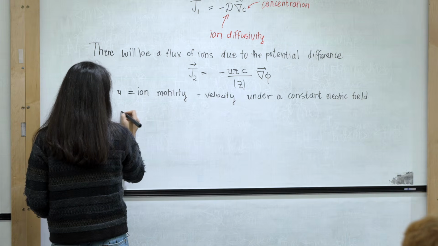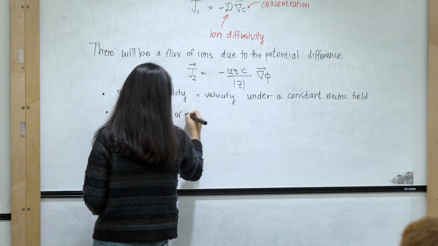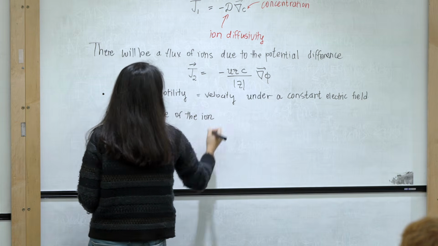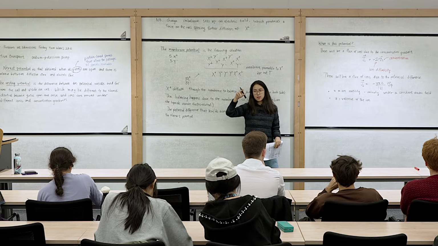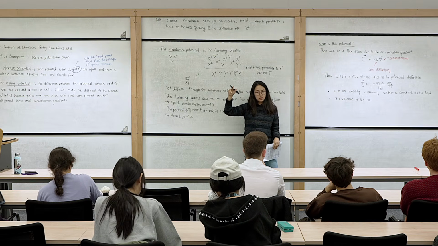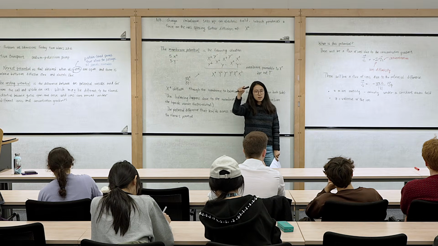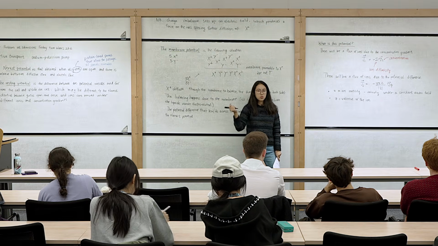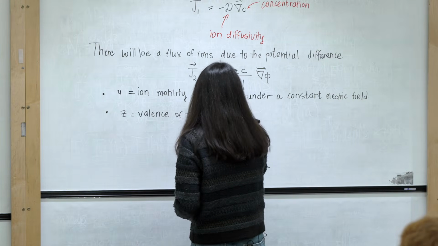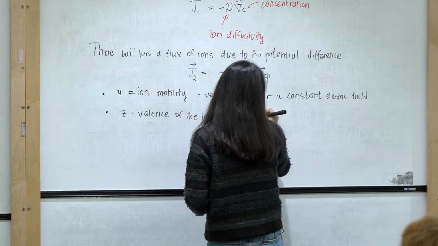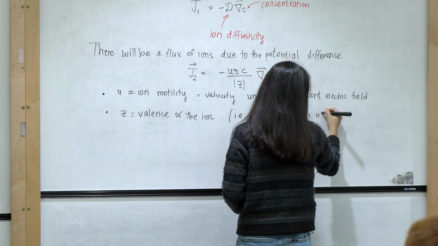Z is something known as the valence of the ion. I'm not going to assume you know what this is. It's basically the charge. So if I give you Na plus, so sodium plus, it's just +1, okay? If I tell you you have O2 minus, the valence of that ion is 2 minus. So it's just the charge associated to that. So let's write it down so that you remember. The valence is just the charge of the ion.